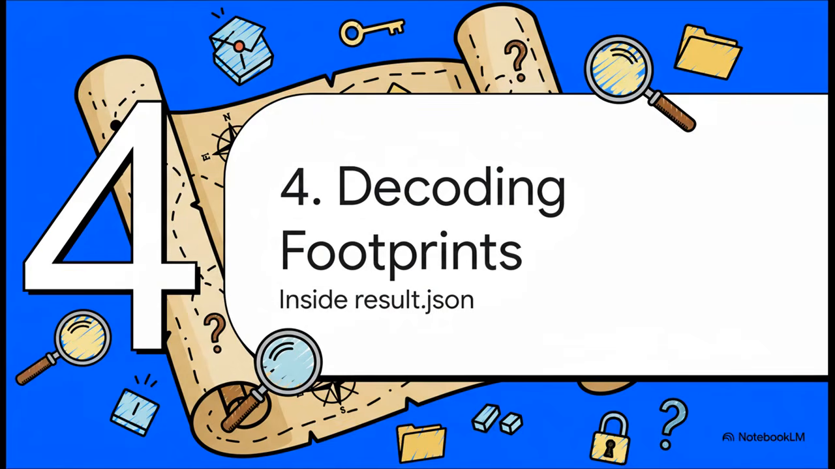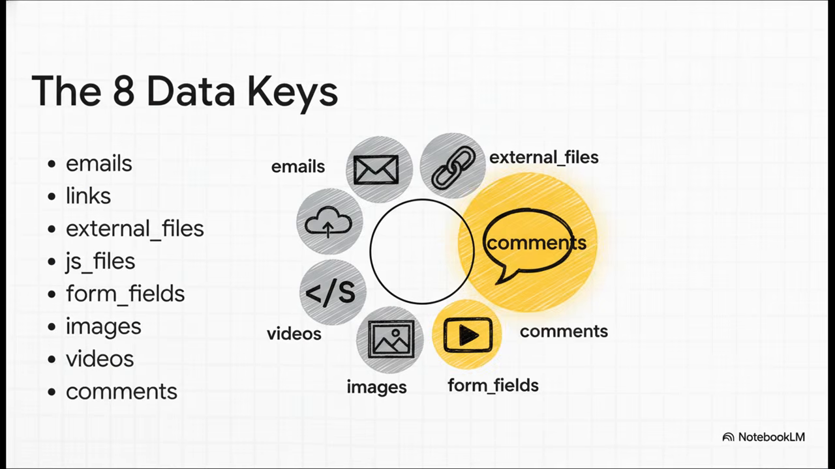So the scan finishes up. What did we actually find? Well, the tool generates this awesome little treasure map, a file called result.json. Let's pop the hood and take a look inside. The output is just beautifully structured into 8 main categories. It finds everything from email addresses and external links to JavaScript files and form fields. Now, each of these can be valuable for sure, but there's one key in here that is just absolute gold, especially in CTFs and pentests. And that, my friends, is comments.